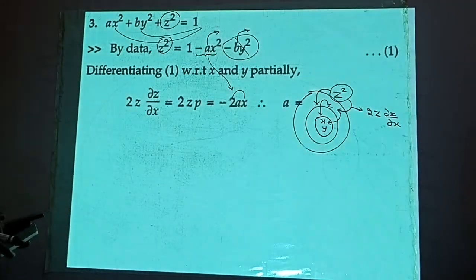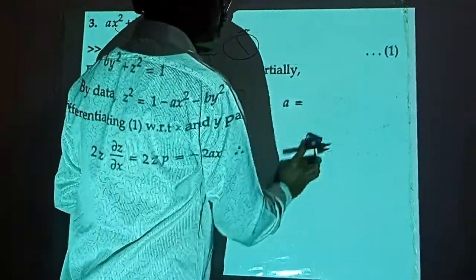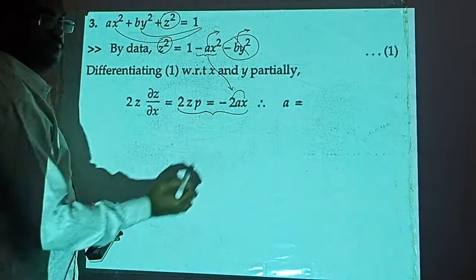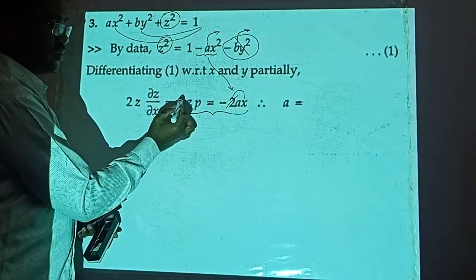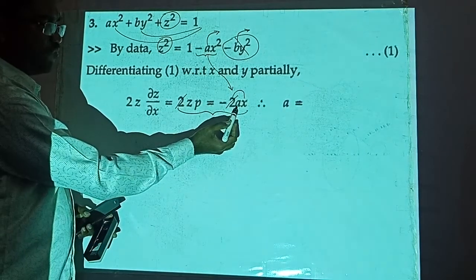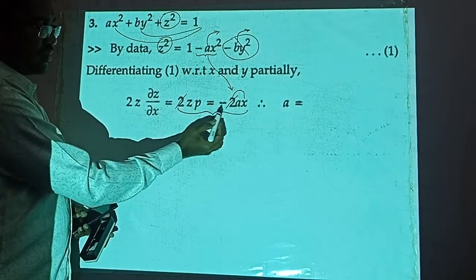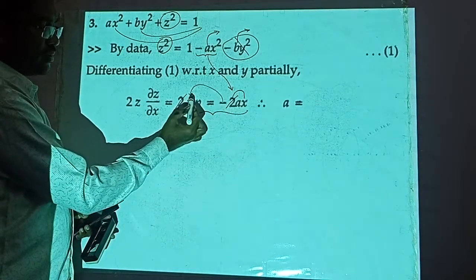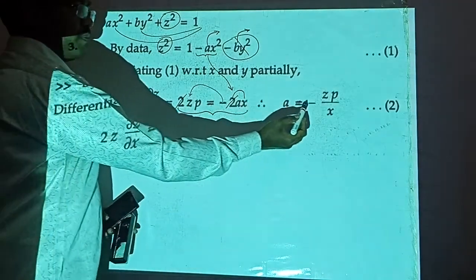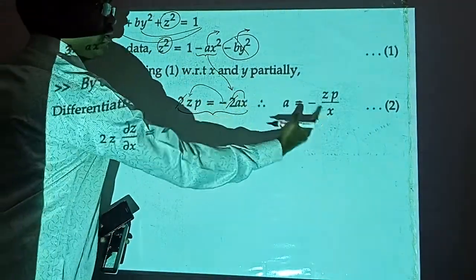And in the next step, what is your a? If you simplify this further, this 2 and this 2 will get cancelled on dividing both sides by 2. So what is your a? A is equal to minus, this minus will be multiplied this side, minus zp by x. Call it as equation number 2. So we got to know what is the a to be put here.